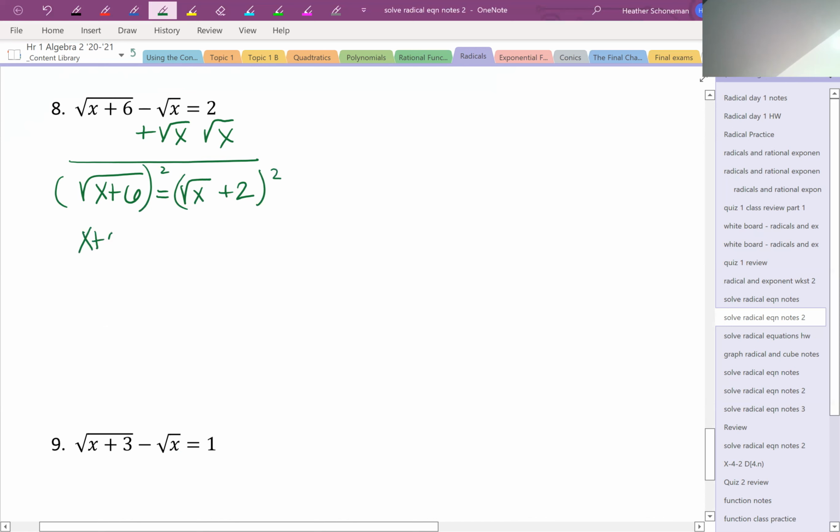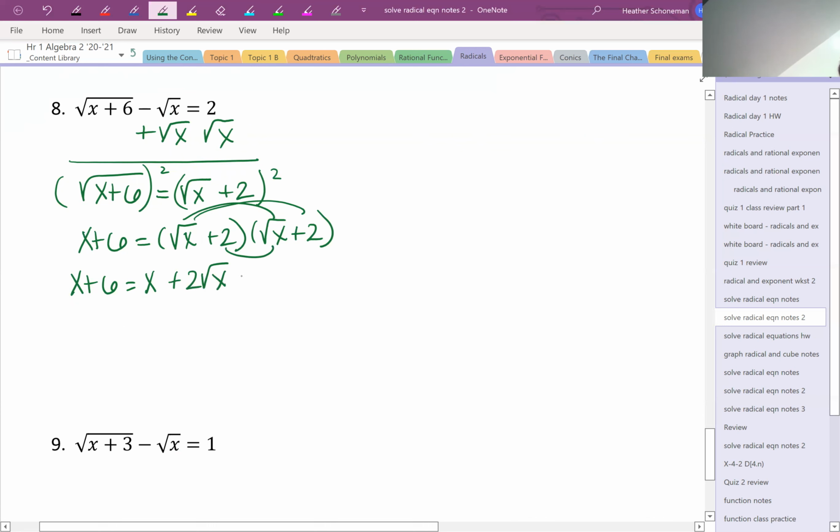So this gives me x plus 6. And this, remember, you've got to write it out twice. The left stays x plus 6. On the right, square root times square root is x. And we get plus 2 square root x, plus 2 square root x, and then plus 4. So we want to look for like terms to combine, but also notice the x's cancel out again. And we do, we get 6 equals 4 square root x plus 4.